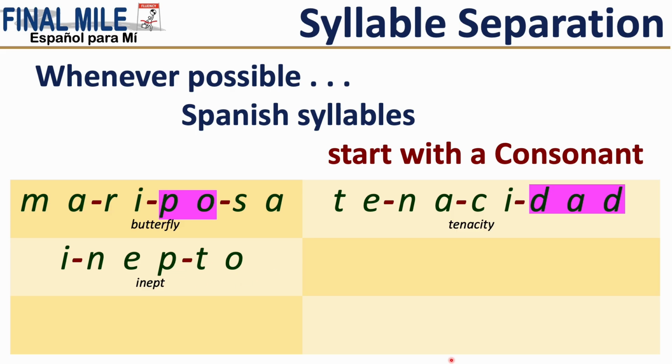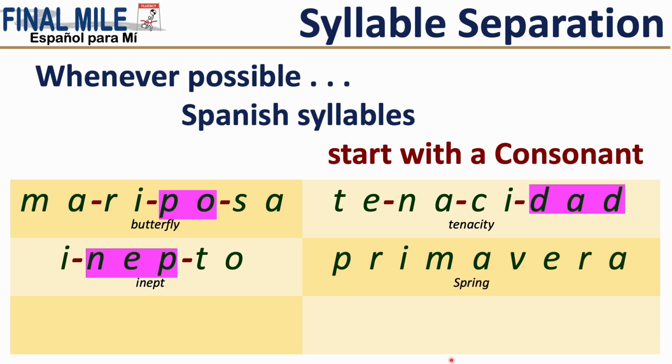Now that we have our syllables separated, we apply our pronunciation emphasis rules. And hopefully you come up with this. Hopefully you are prepared to smile for that I and say inepto. Inepto. We've seen this word before, okay?